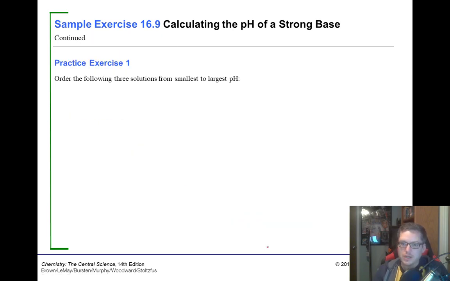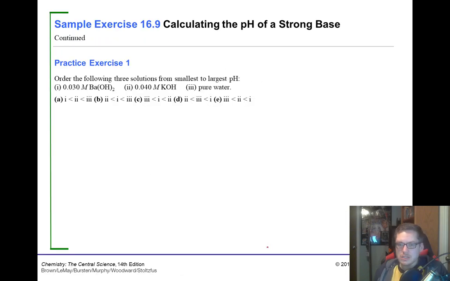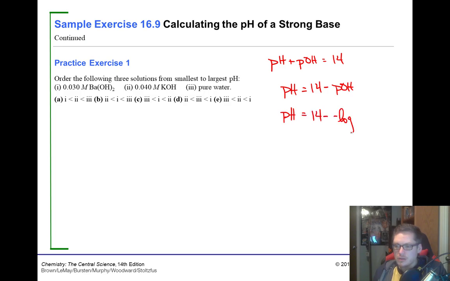All right. So this is the pH of a strong base. Order the following 3 solutions from smallest to largest pH. They give us the concentration of the base here. Now remember that pH plus pOH is equal to 14. So in order to find the pH, we'd have to take 14 minus the pOH. The pOH is the negative log of the concentration of OH minus.